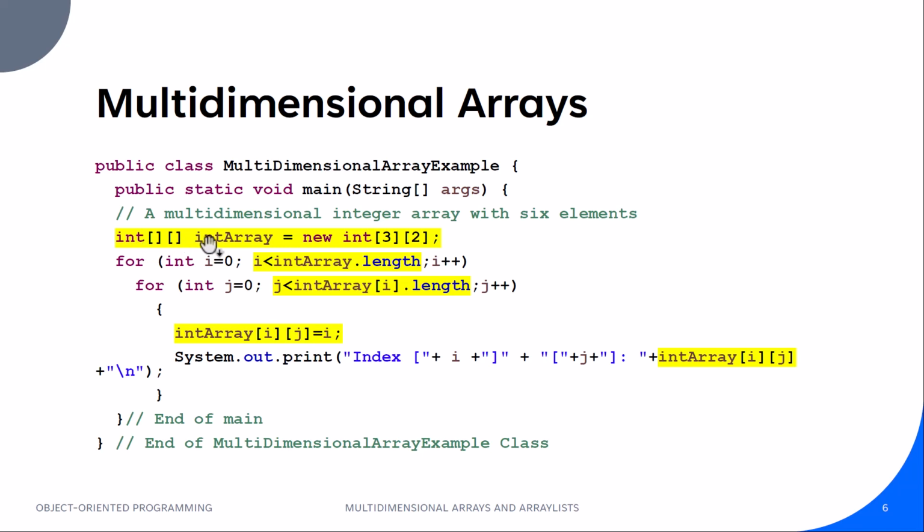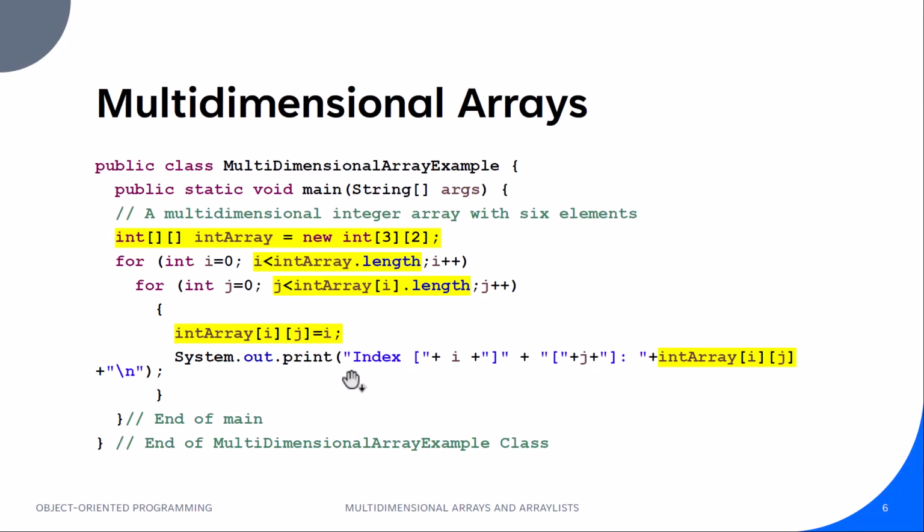Here is how we declare a multidimensional integer array with 6 elements. How do you know that it has 6 elements? Well, when we multiply the number of elements for each dimension, we are going to get the number of elements for that array. So we have 3 and 2. When we multiply these, we are going to get 6, and this is the number of elements for this integer array.